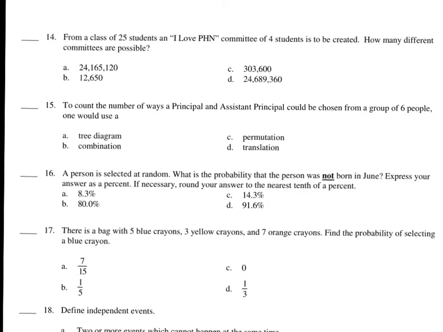When you see a problem where you're trying to figure out how many different possibilities, how many different groups are possible from a certain number, you should think permutation and combination. And then you should think, does the order of the items being selected matter? If you're creating a committee and all the members are equal, the order that they are chosen does not matter. So that means we have a combination.